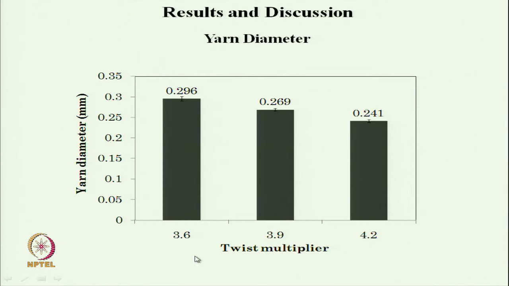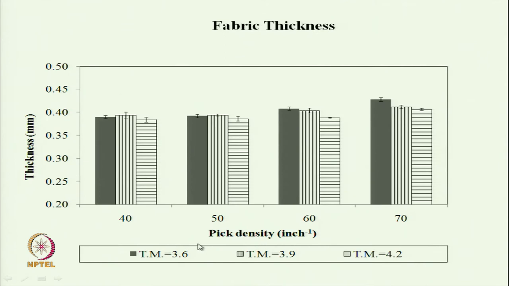Now, as we increase the twist multiplier, the yarn diameter reduces. This is obvious because yarns are becoming more and more compact. Now, as we increase the pick density, 40, 50, 60, 70, the effect of thickness is not that significant. And for different twist multipliers 3.6, 3.9, 4.2, the thickness effect is there, although a little bit, but not that significant. At very high pick density, very compact fabric, the effect of thickness is visible, but for low pick density it is not that visible.